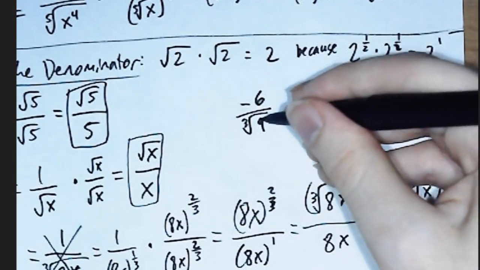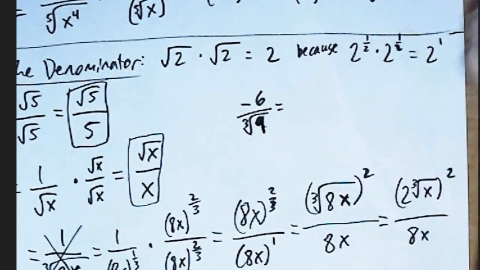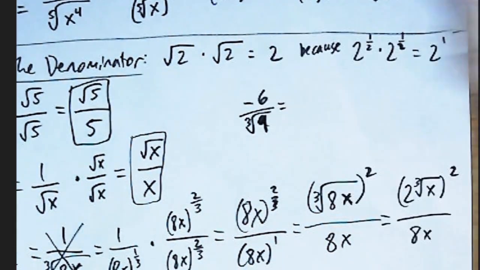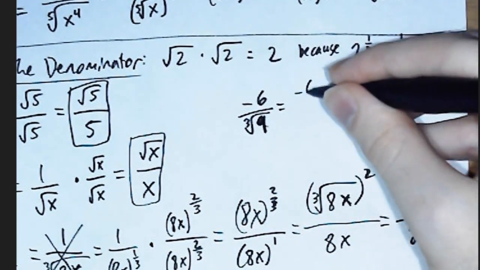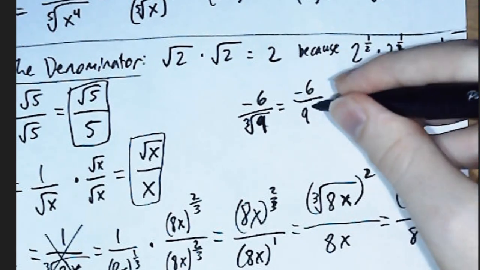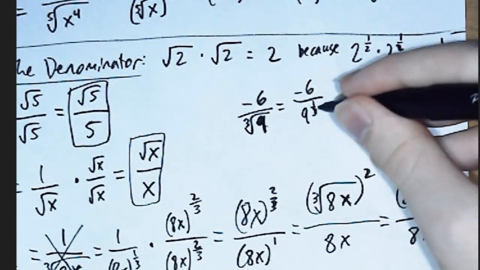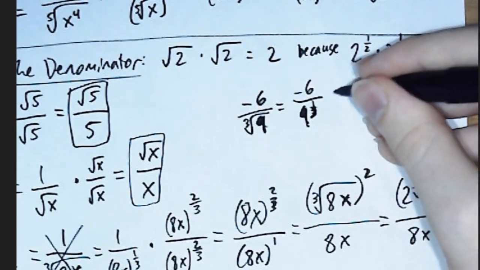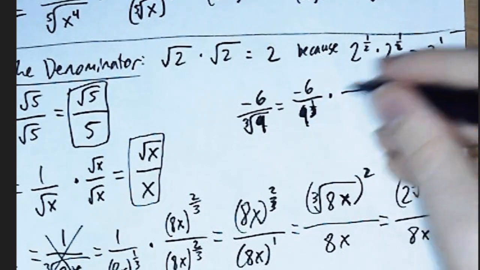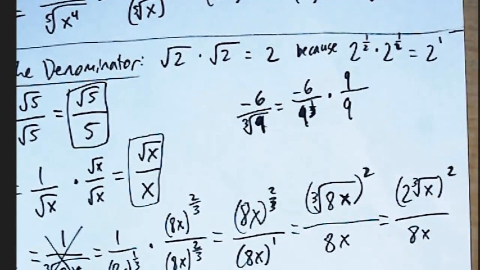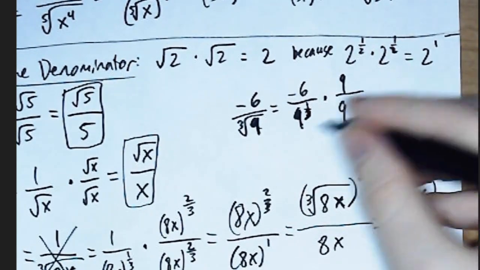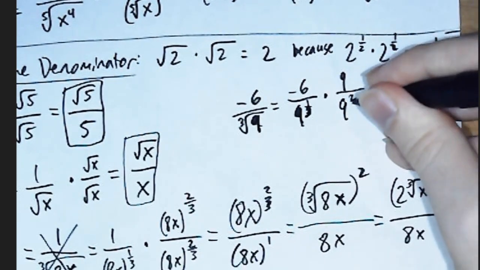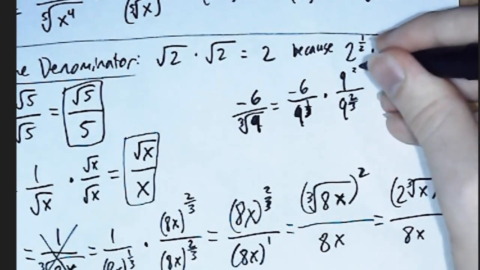Now, in order to rationalize this denominator, let's write this in exponential form first, because the index is 3. It's bigger than 2. So we've got negative 6 over 9 to the 1/3. Now, what power am I going to have to multiply 9 by in order to rationalize this denominator? The exponent here is 1/3, so we're going to do 2/3. That way, when we add the exponents together, it gives me 1.